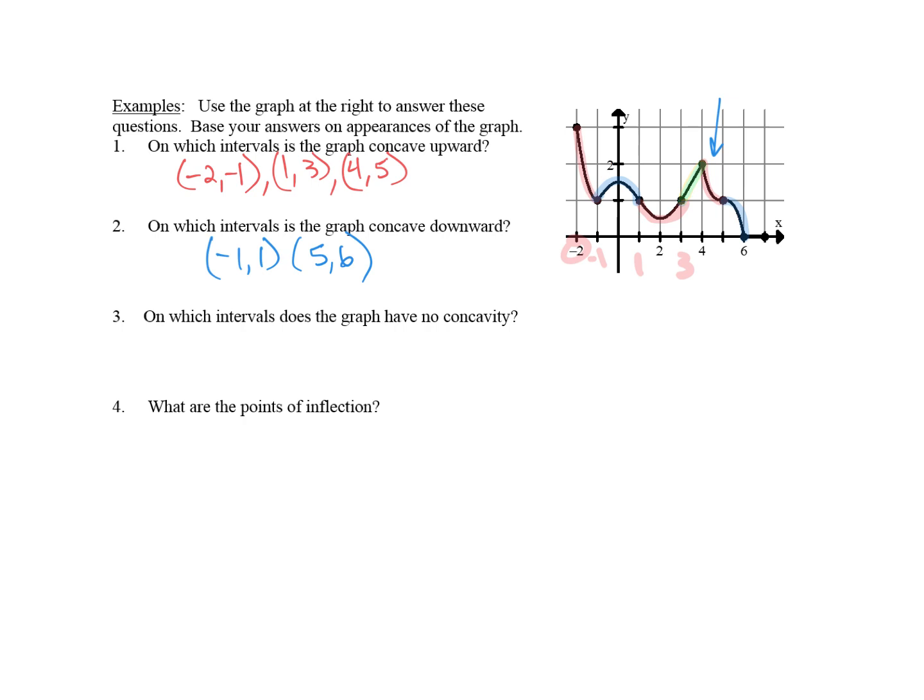It's straight. So the rate of change never changed. It looks like a slope of 1 there. It's got a slope of 1 that entire time, so the second derivative never changed. So that's where it has no concavity, or where the derivative is constant. Okay, so this is from 3 to 4.